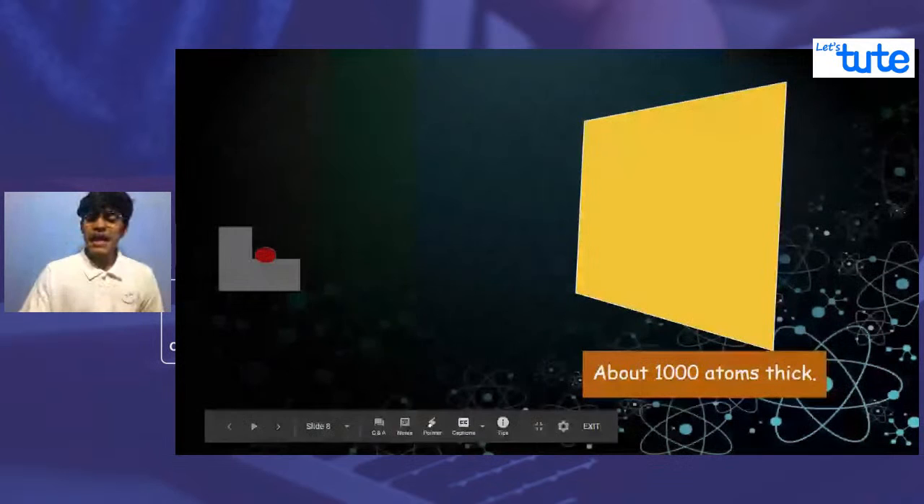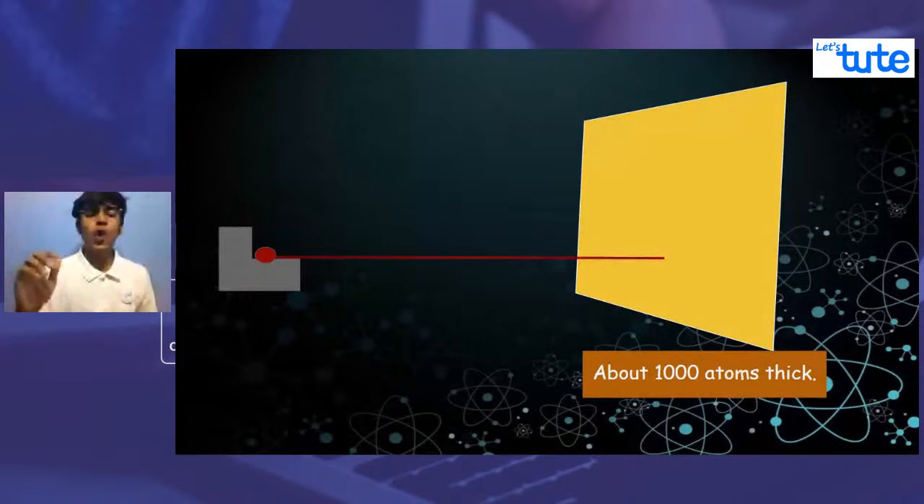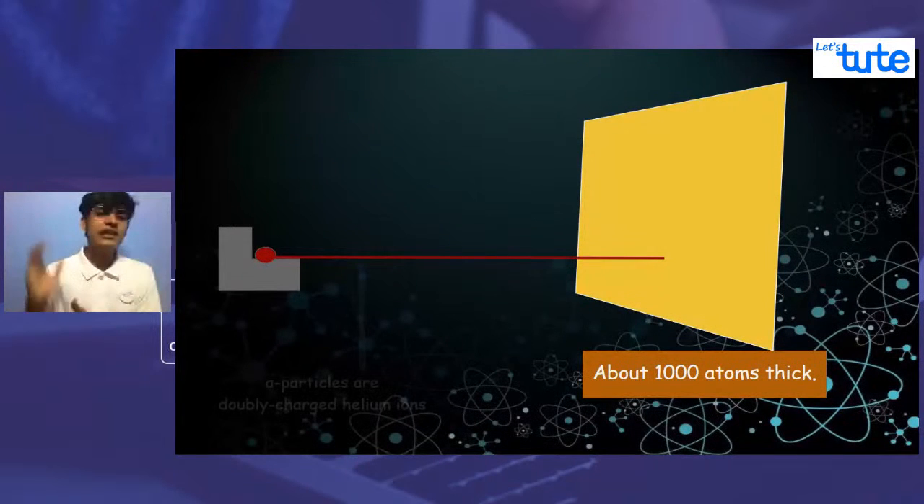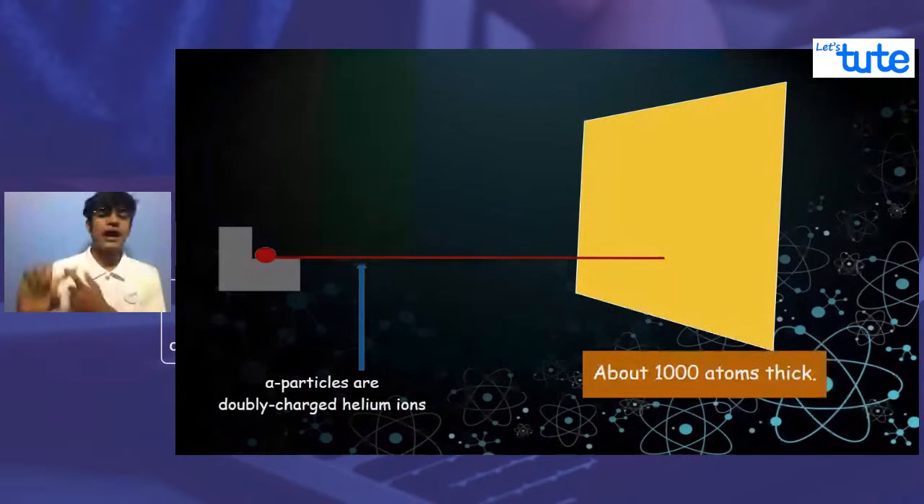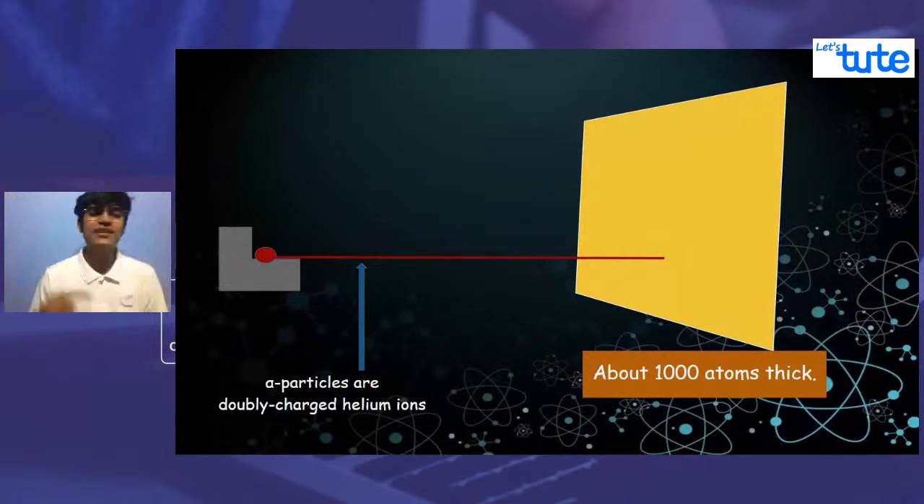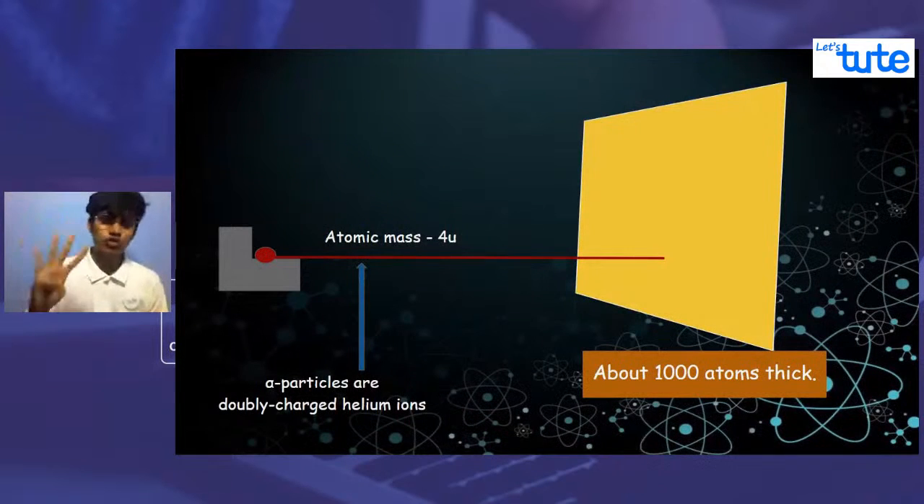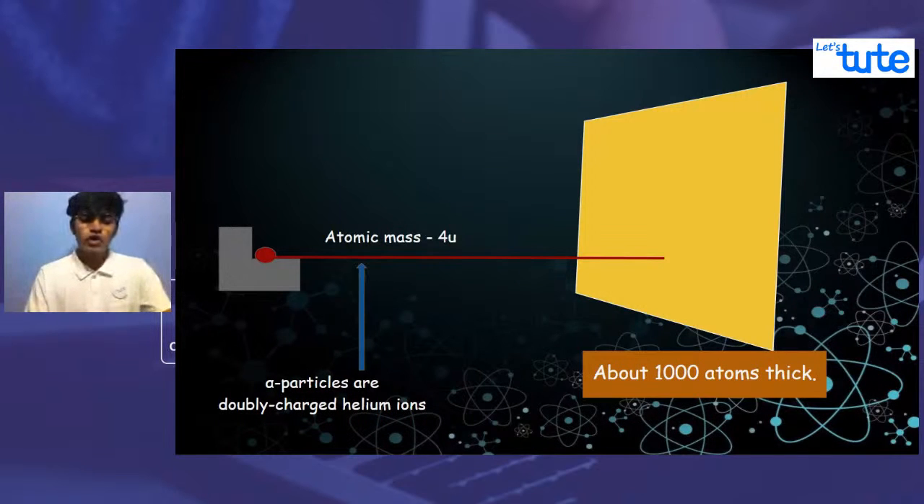He took alpha particles and bombarded them on the gold foil. Now, something about the alpha particle. The alpha particle is a doubly charged helium ion. What do we mean by a doubly charged helium ion? It simply means it's positive. The atomic mass of the alpha particle was 4u, or 4 unified mass, which we have learned actually. So 4u was the atomic mass of these alpha particles.